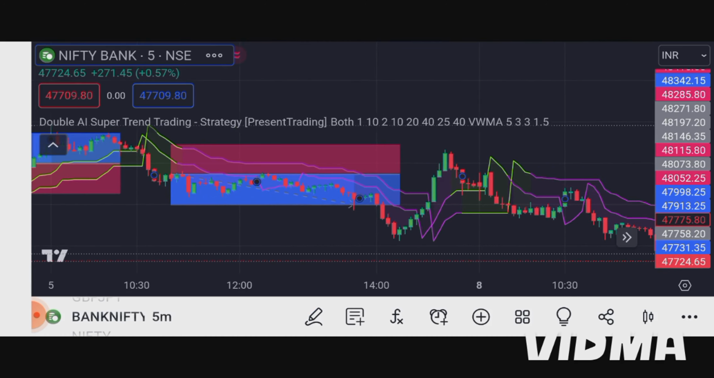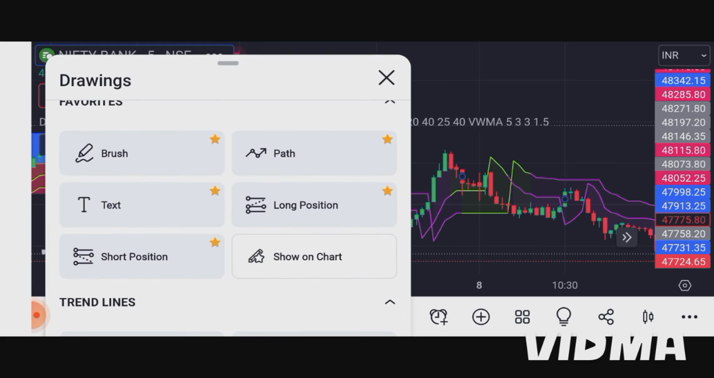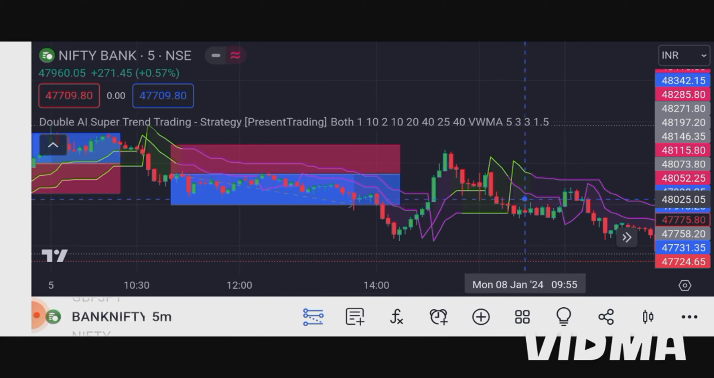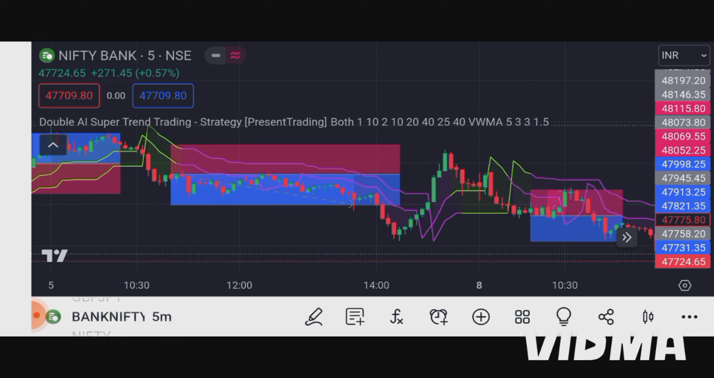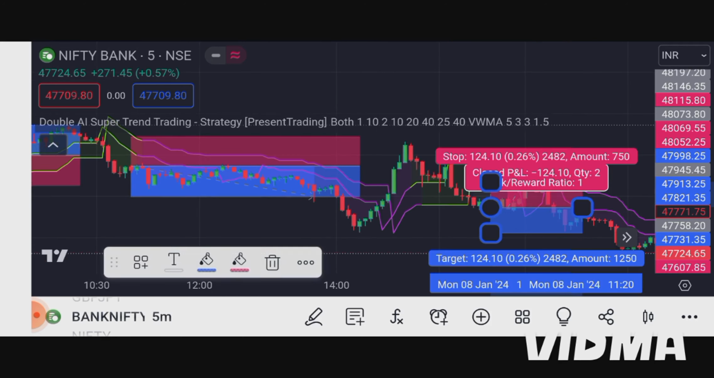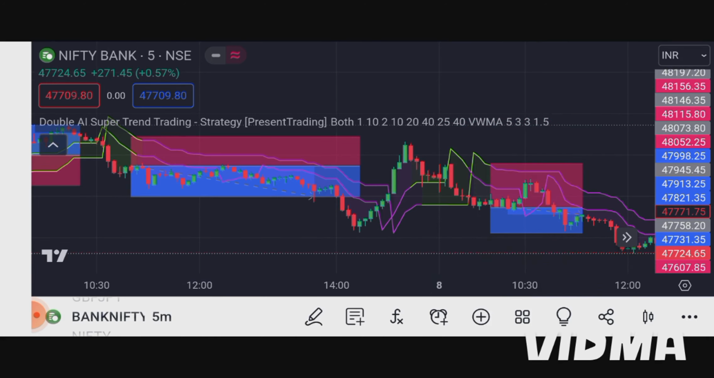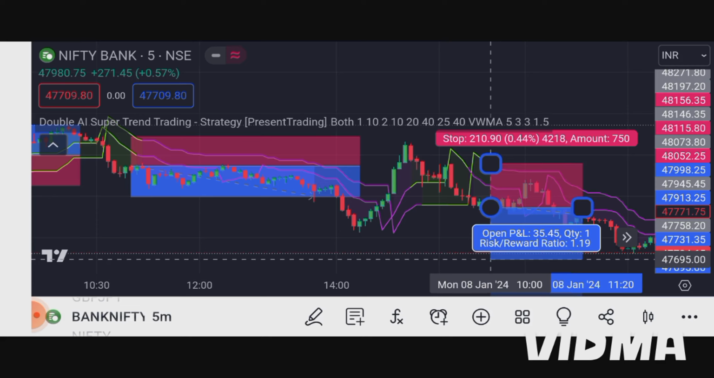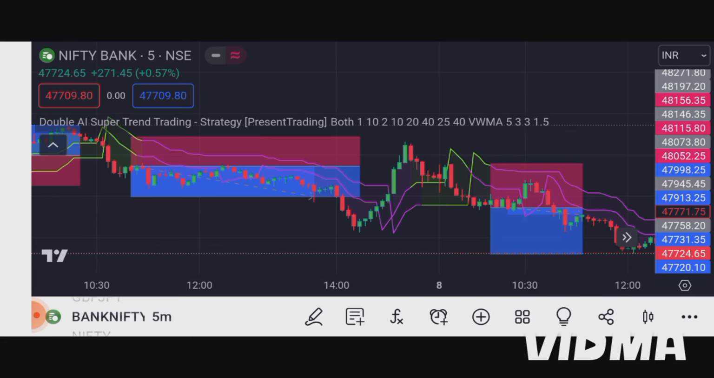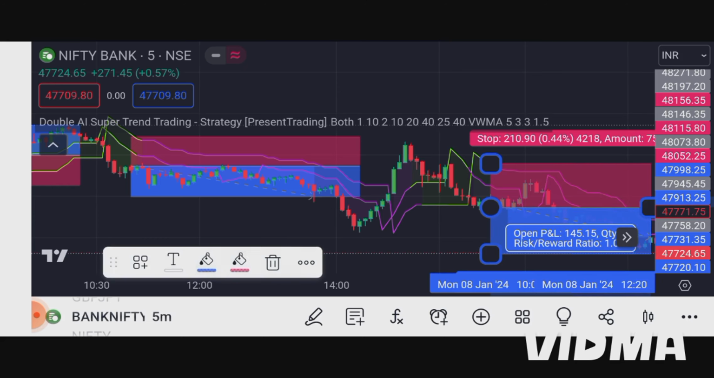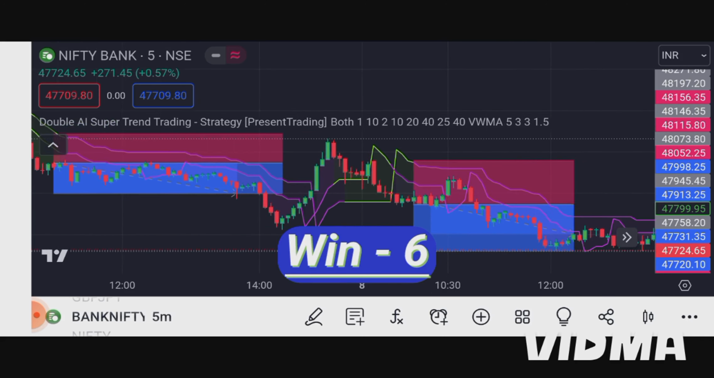Now again if you check, the super trend color has changed to purple, and both super trend colors are purple in this candle, so we go for a sell trade, and we put the stop loss above the super trend and the target is 1 to 1. Now if you check, again the target is done.